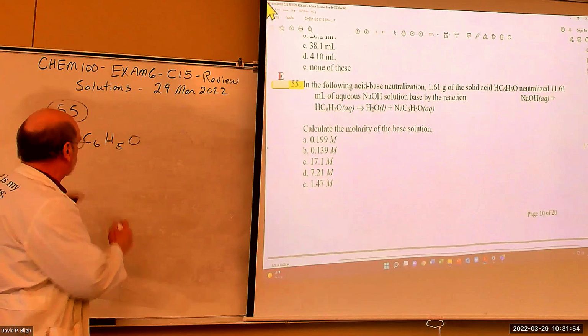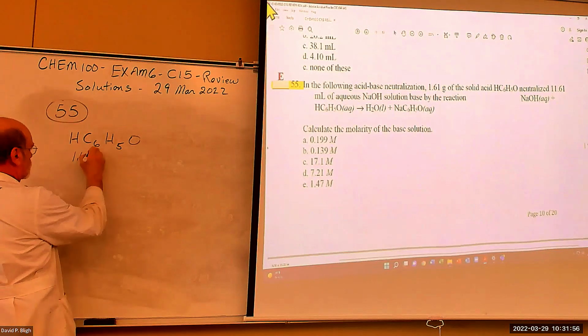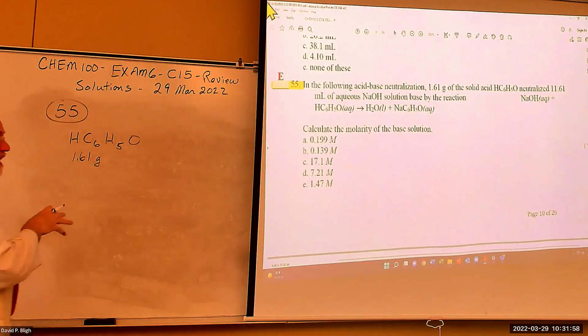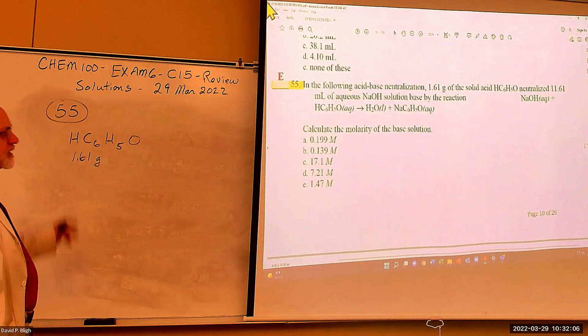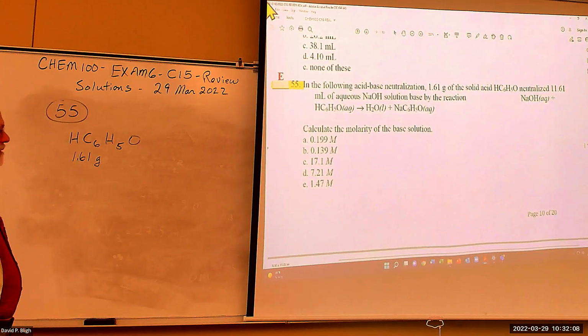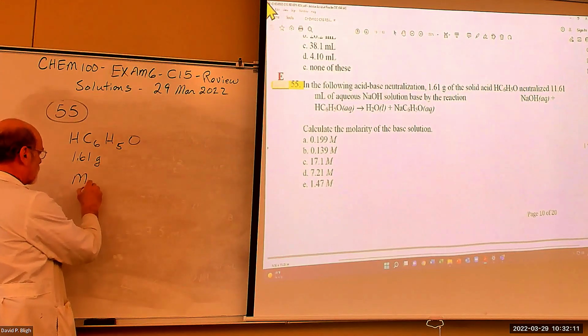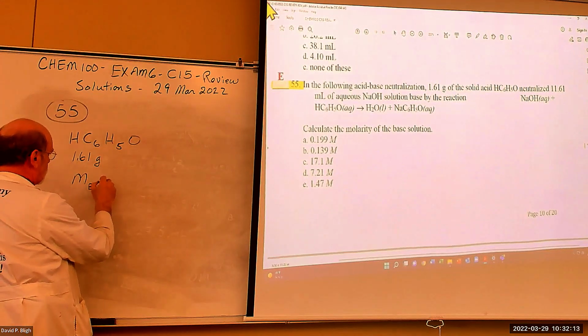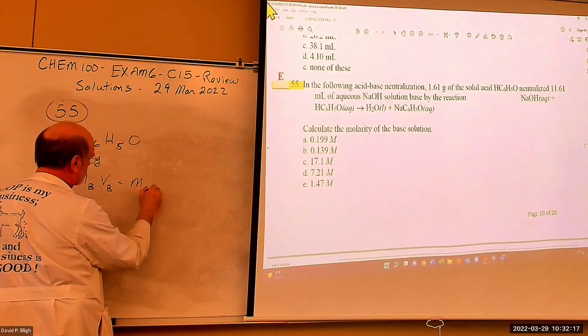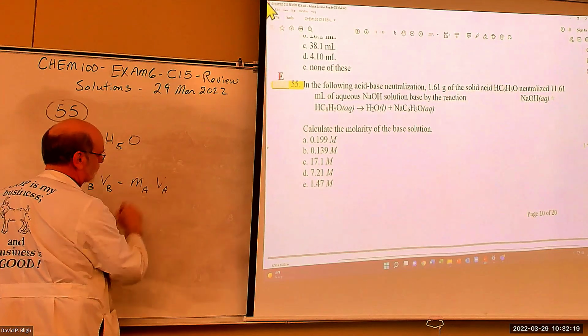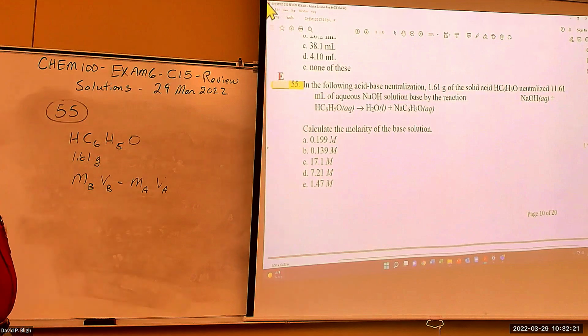Okay, so we have 1.61 grams of this. What we need to know is how many moles does that represent? Because, well, let's go back to the basics. Right? Molarity of the base times the volume of the base equals molarity of the acid times the volume of the acid. Right, what do we know?